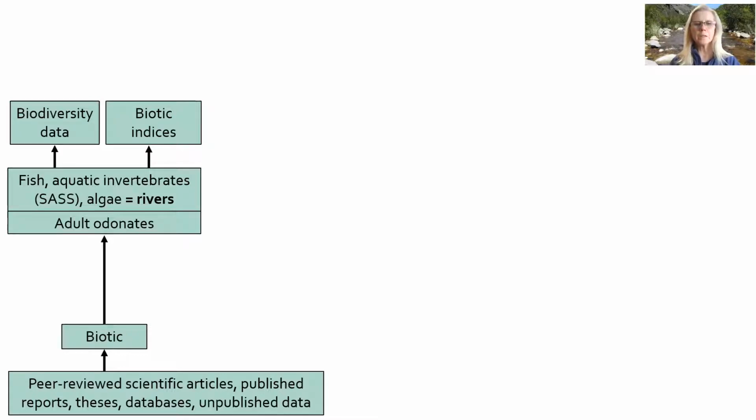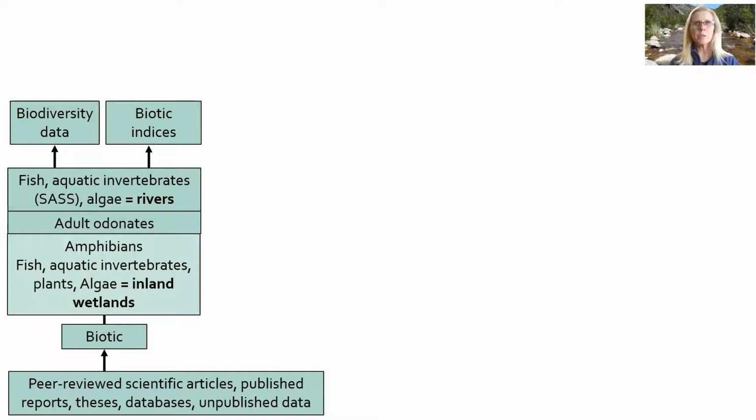Phase 1 of FBIS included mobilizing data for fish, invertebrates and algae in river systems, as well as including adult odonate data brought in from the Virtual Museum's Odonate map. This is a sister project to our project. We trawled the literature, peer-reviewed articles, published reports, theses, mobilized data from legacy databases such as the Rivers database and Biobase, and brought in unpublished data sets.